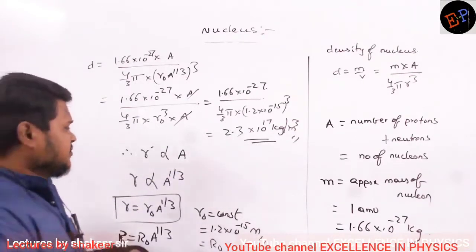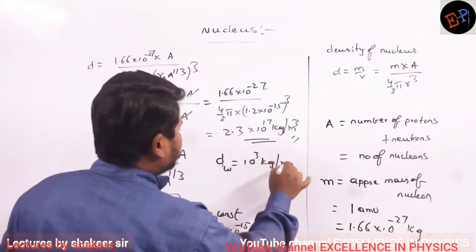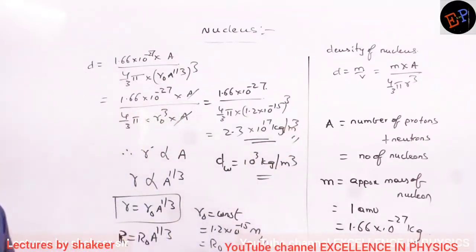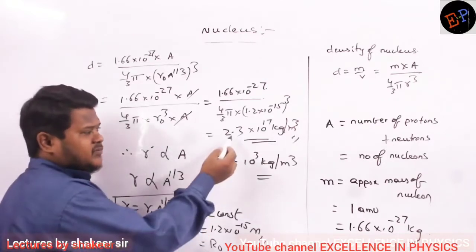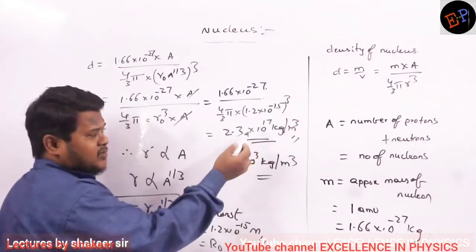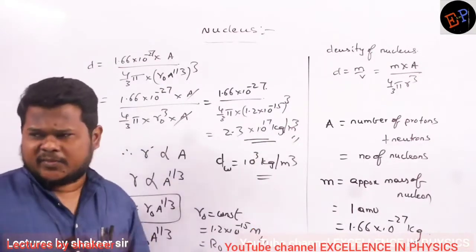Density of water is how much? Density of water is only 10 power 3 kg per meter cube. But see the density of nucleus, 10 power 17. So the density of nucleus is very very very big.